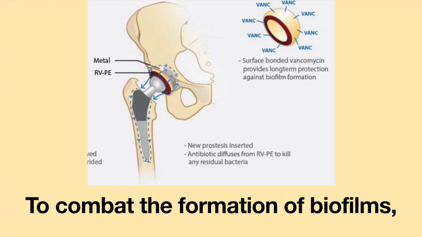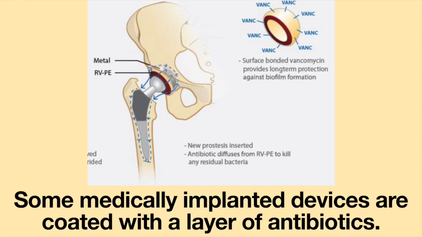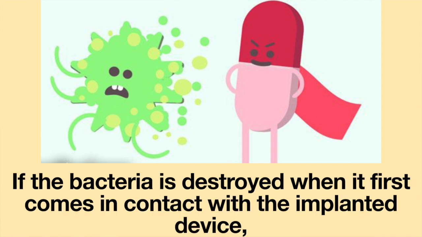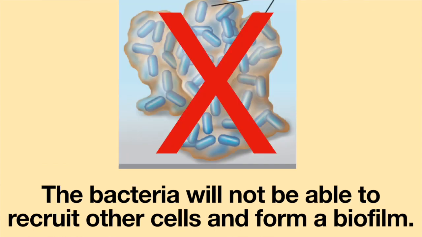To combat the formation of biofilms, some medically implanted devices are coated with a layer of antibiotics. It is believed the antibiotics will kill the bacteria when it first attaches to the implanted device. If the bacteria is destroyed when it first comes in contact with the implanted device, the bacteria will not be able to recruit other cells and form a biofilm.